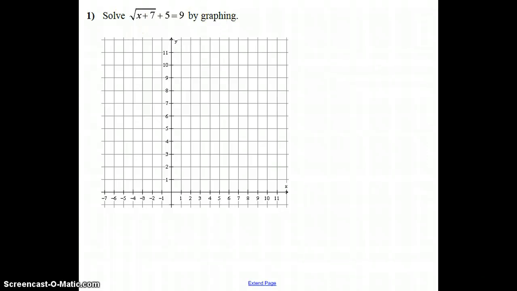Alright, so this is the first problem that I want you to do by yourself. So pause the video, try to graph this, and see if you can solve it.